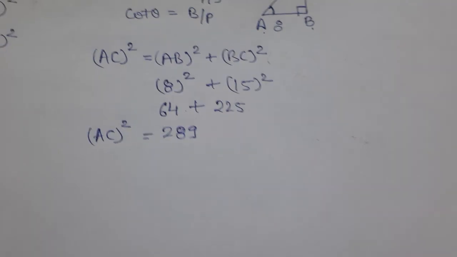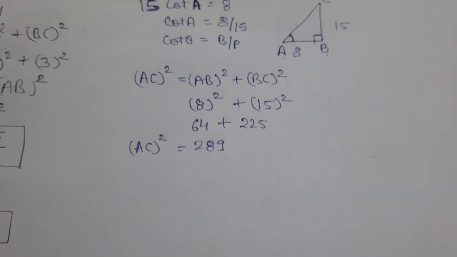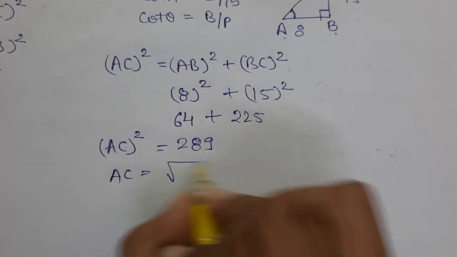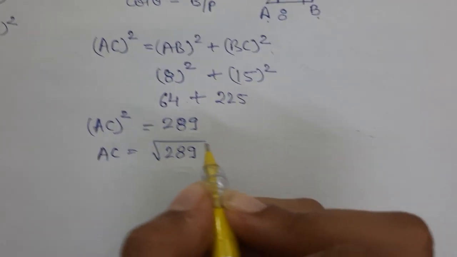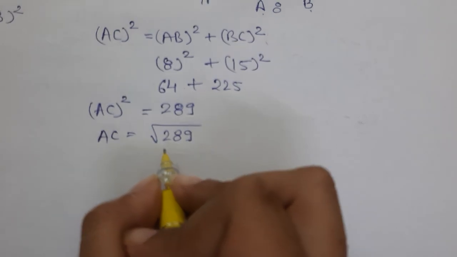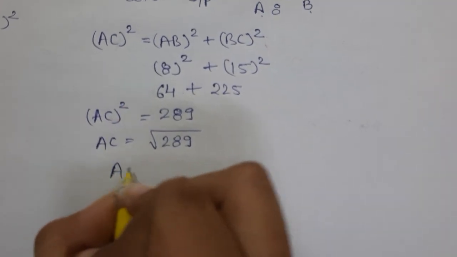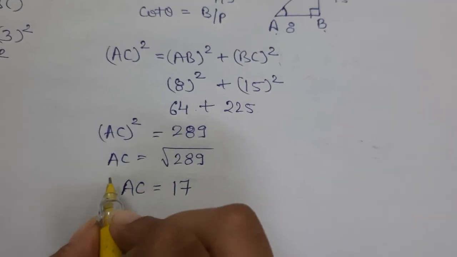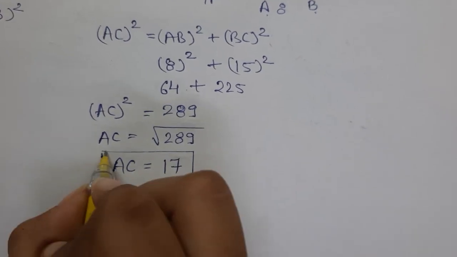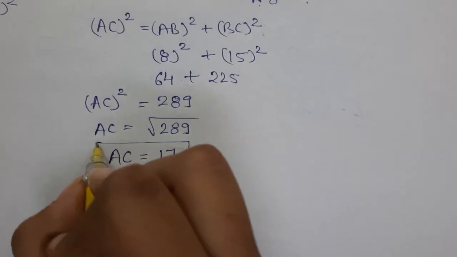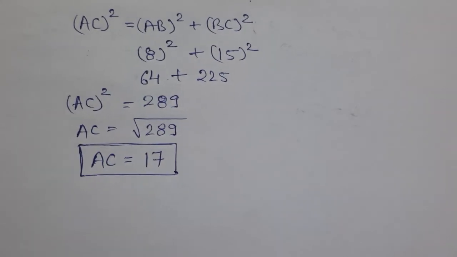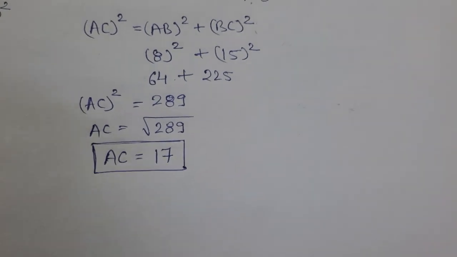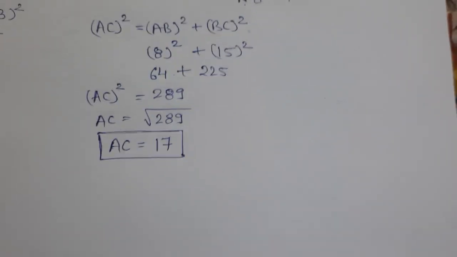So again we'll apply the same thing we have been doing in the previous three questions. To get the value of AC, we'll apply the under root to 289, and 289 is the square of 17. So AC is equal to 17 units, as there is no particular unit such as centimeter or meter mentioned in the question. So we'll simply say AC is 17 units.